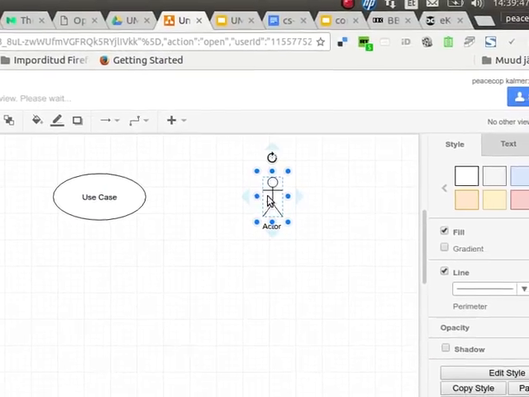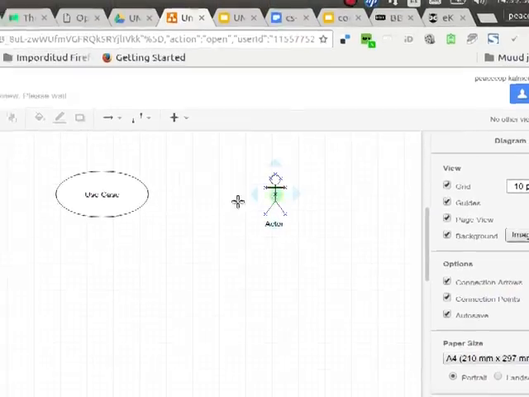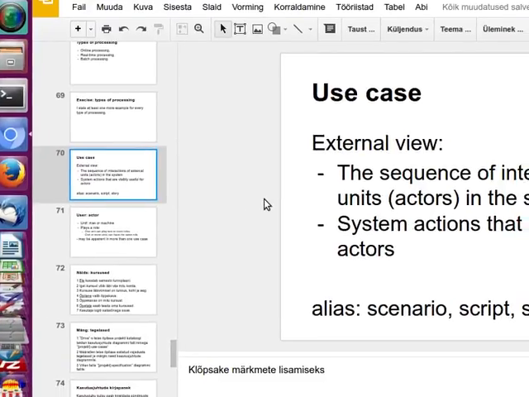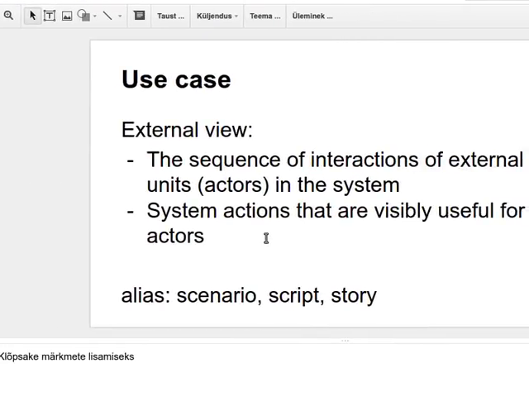And if we connect them, what is a use case? A use case is here. It's like a bunch of actions. But what type of system are we talking about? What is a system? A system consists of different actors, different units that interact with each other.